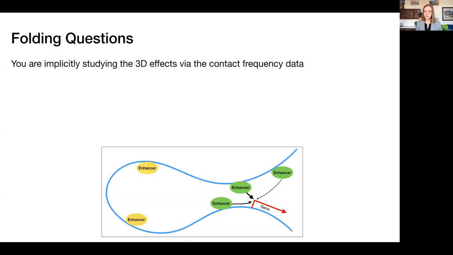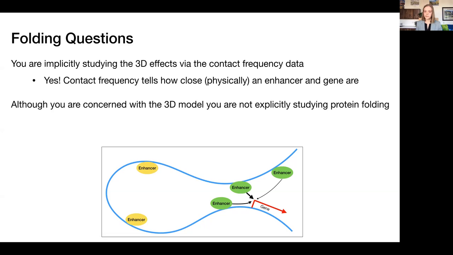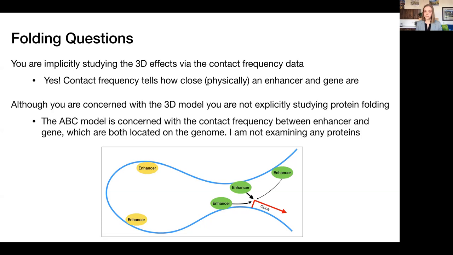pattern. So more folding questions were that you are implicitly studying the 3D effects via the contact frequency data. Yes, contact frequency tells how close physically an enhancer is to a gene. So I don't actually have to know exactly how the genome folds. I only care about the contact frequency between two elements at a time. My second question was that I'm not explicitly studying protein folding, and that's true, I'm not. The ABC model is concerned with the contact frequency between an enhancer and a gene, both of which are located on the genome. So I'm not examining any proteins.